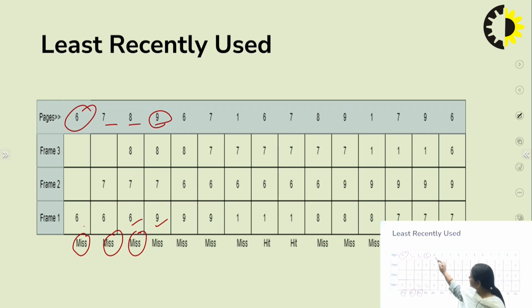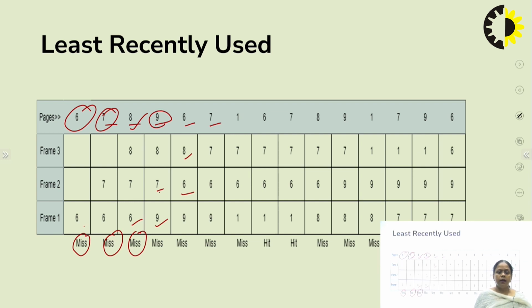Now next is 6. We will again check in the case of 8, 7, 9. So we can see here 7 is least recently used. That's why we will replace it with 6. Again, we will see 7. 7 is replaced by 8 because it is the least recently used element. In this way, we can find out all the misses and hits in the system, and we can calculate all the page faults and hits in the system.